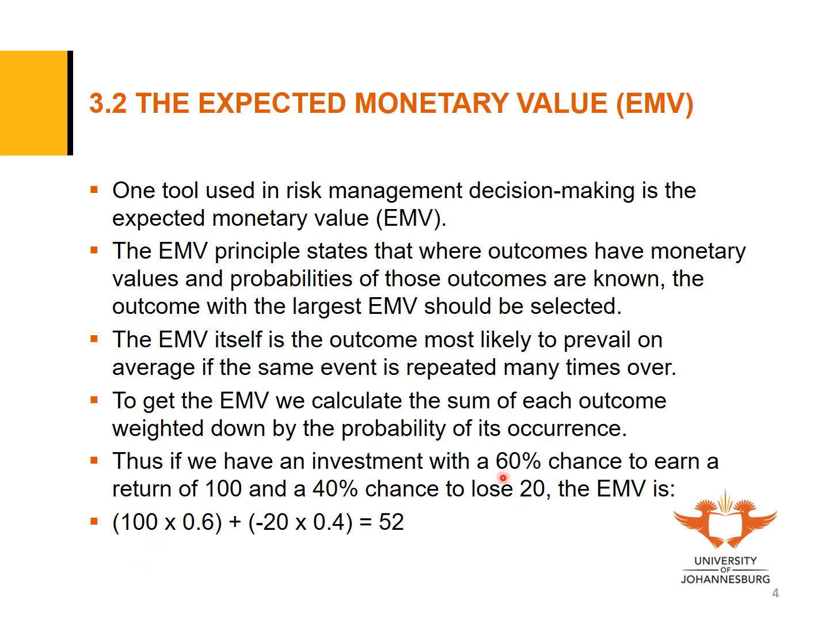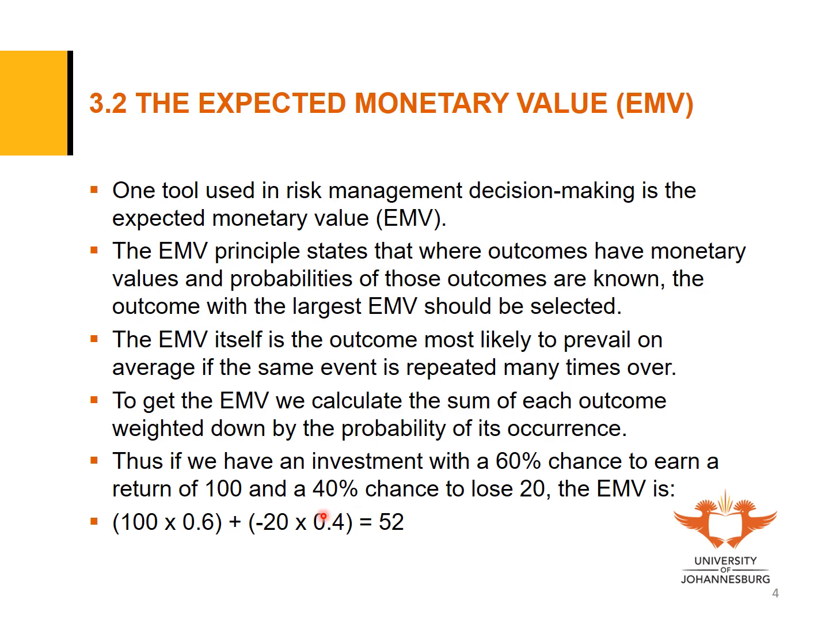So we have an investment with a 60% chance to earn a return of 100. There you can see, in the first bracket, the return is expected to be 100, but there's a 60% chance of this being achieved. Therefore, you are multiplying the 100 by 0.6, or by the 60%. Then you have a 40% chance to lose 20. So in the second bracket, you can lose 20, so we have the minus 20, and there's a 40% chance of this happening, so we have the 0.4 there, and then our answer is 52.